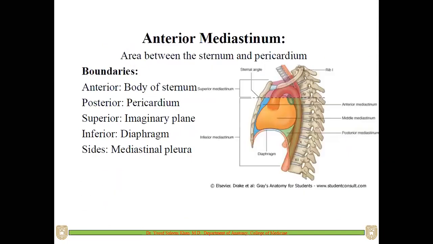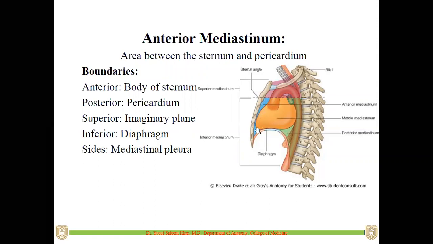Okay, so this is about the superior mediastinum. Now coming to the anterior mediastinum. What is anterior mediastinum? As I said, whatever structures are in front of the heart and its covering, that is called as the anterior mediastinum. This is the inferior mediastinum. As we know, the inferior mediastinum is divided into anterior, middle, and posterior. It is the area between the sternum, the body of the sternum, and the pericardium of the heart.